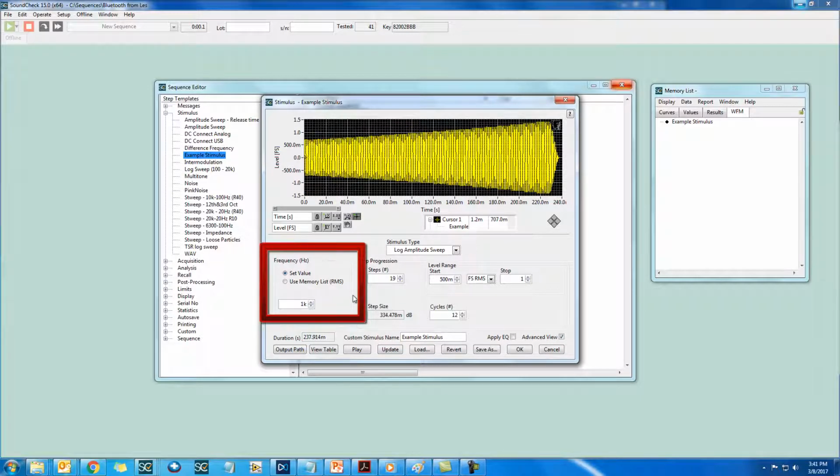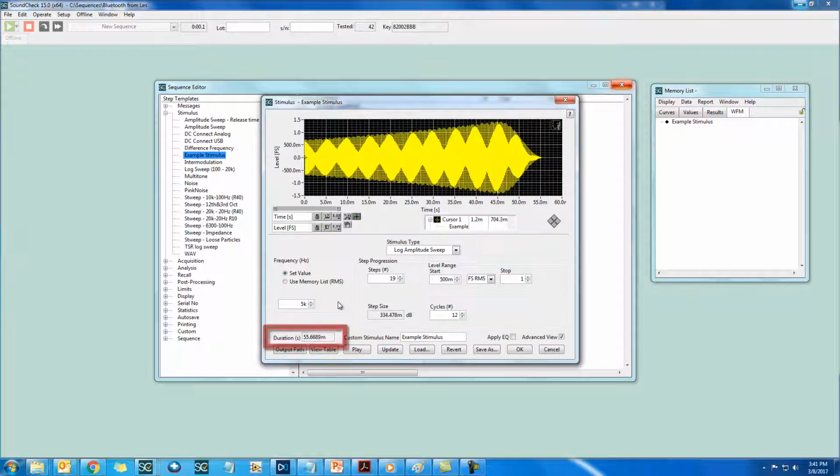Here, instead of setting a level, we actually set the frequency, because that is what stays static throughout. If we change the frequency level here, it will affect the length of our sweep. The higher the frequency, the shorter the sweep, and the lower the frequency, the longer the sweep.